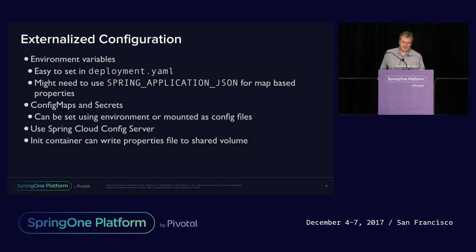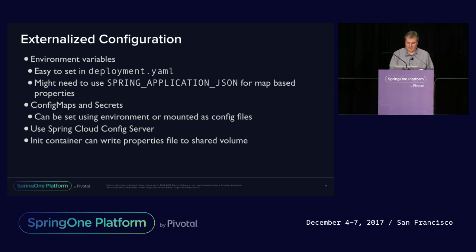So in terms of externalized configuration, it's environment variables I use a lot. And they're easy to set in your deployment YAML. And if you have some Spring Boot map-based properties, you might need to resort to using the Spring Application JSON technique. But most of the time, it translates pretty well if you just use the uppercase, underscore style.